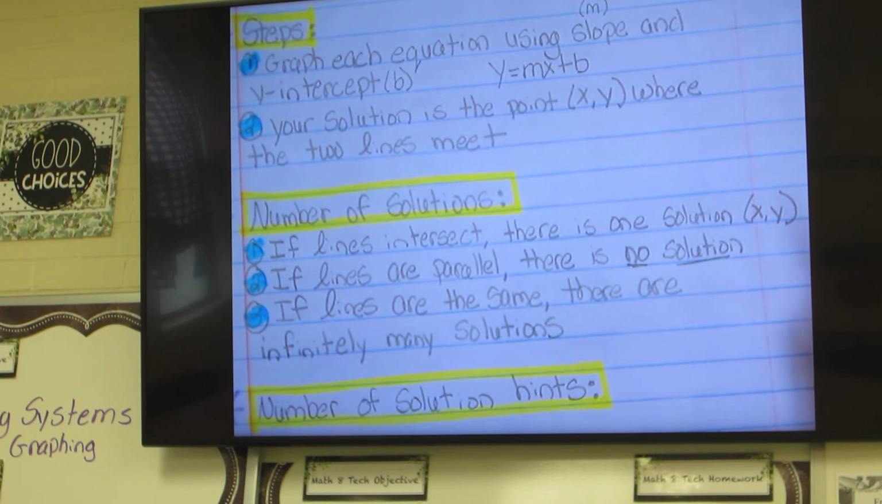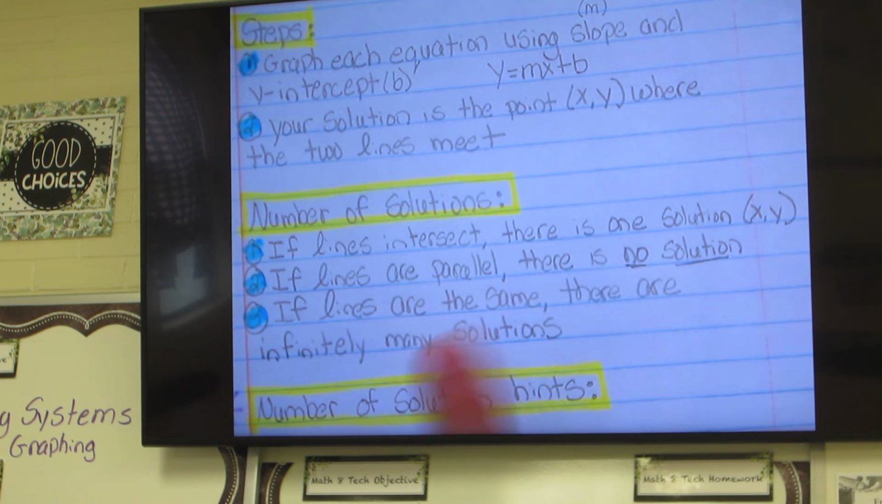If I were to have two equations that were exactly the same, then they're going to be the exact same line, which means they would intersect over and over again, infinitely many times. And so our answer would be infinitely many solutions.